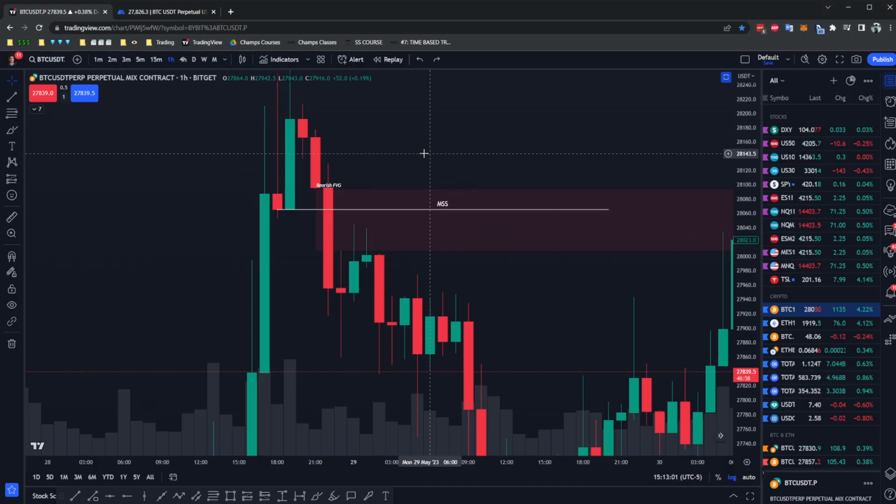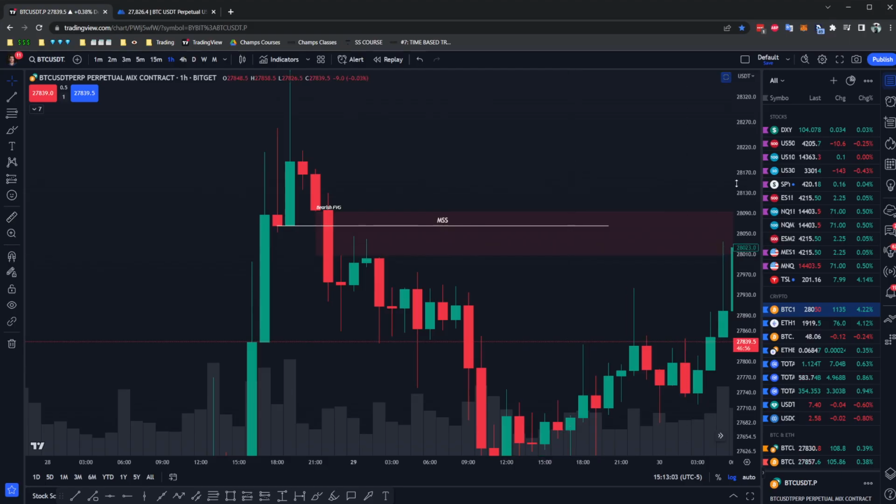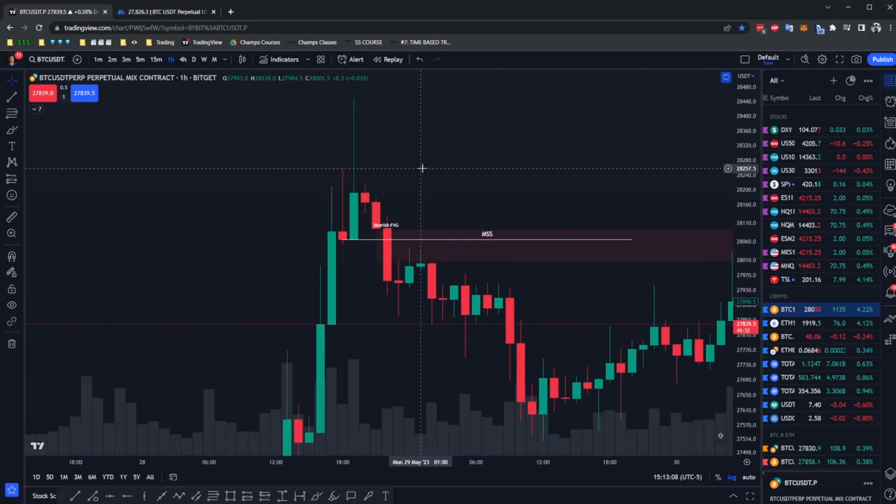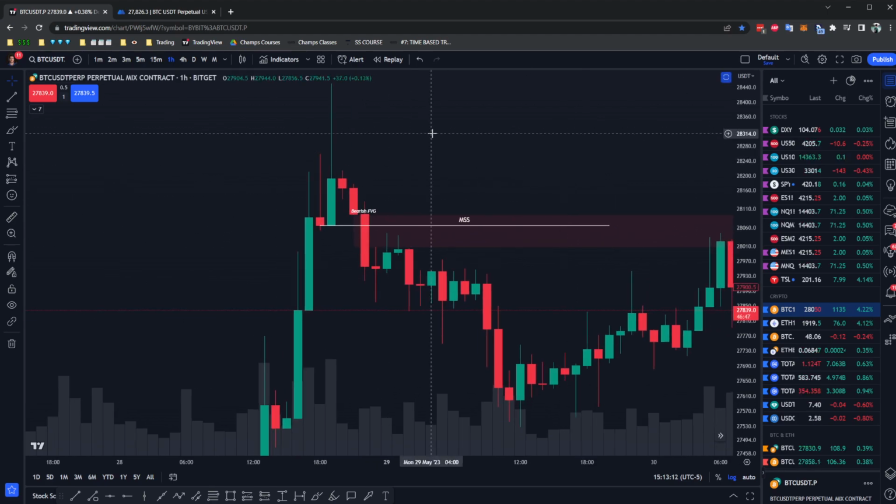So let's go ahead and look at this. First of all, uptrend, right? We're coming from this large uptrend, and now we're starting to get signs of reversal. On the 1 hour, we have a market structure shift. That's pretty major, considering we're on the 1 hour.